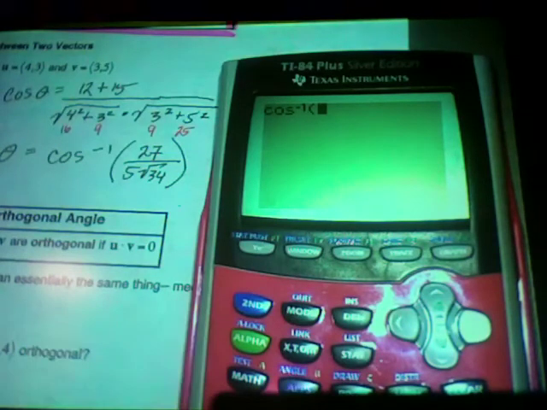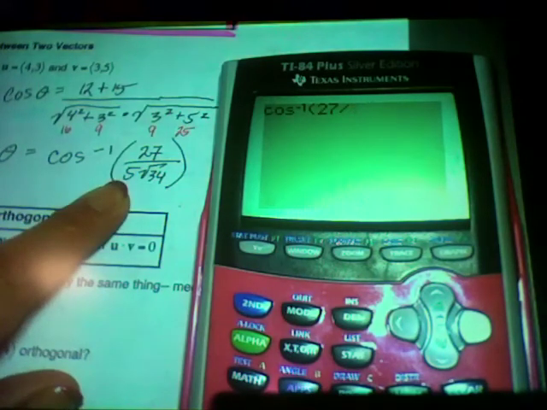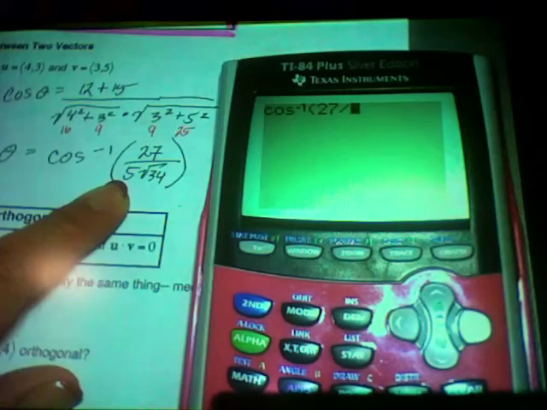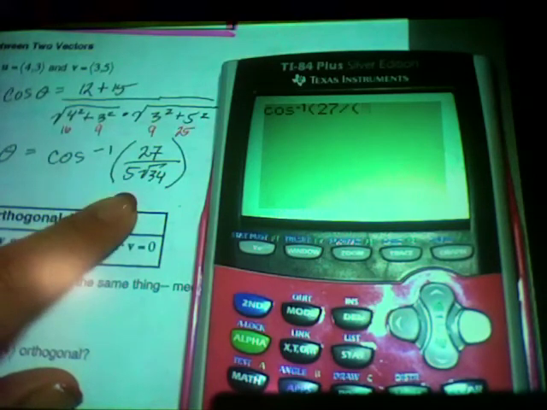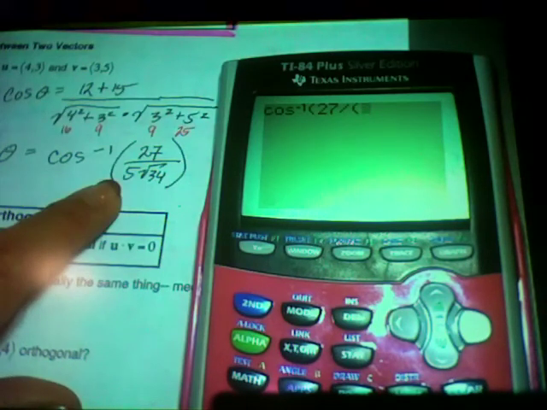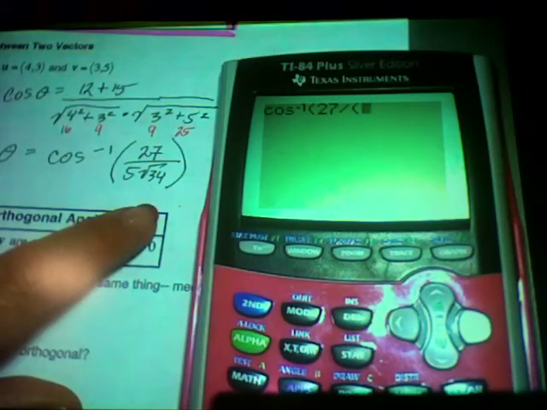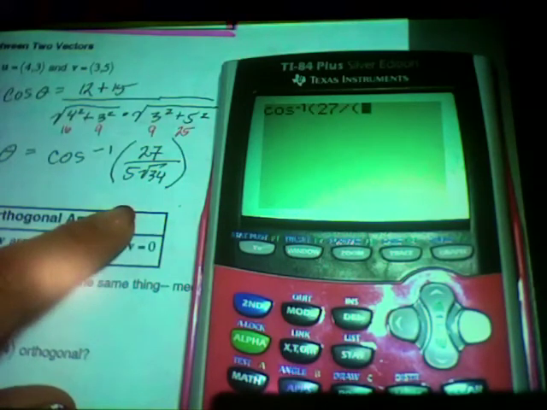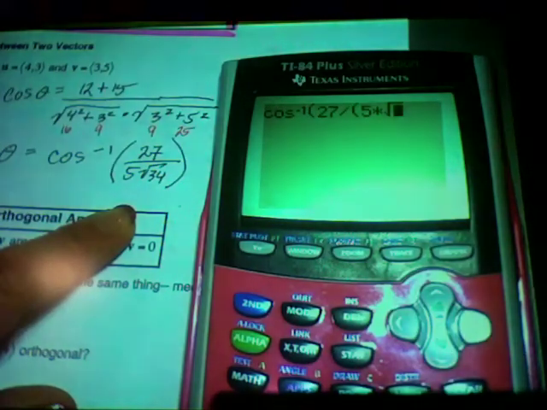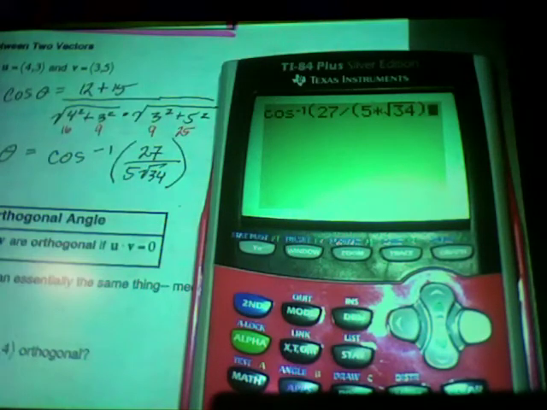So we're going to take the 27 and divide it by, but then I need to use, well, sometimes I might have to use parentheses here, and in fact, just to be on the safe side, I'm going to use parentheses. Because sometimes you have 2 radicals that you're multiplying together. If you don't use parentheses in your denominator, then it's going to think that you're dividing by the one radical, but multiplying by the other one. So you want to be careful. So I've got 5 times radical 34. End your parentheses for the denominator and end your parentheses for the entire cosine.